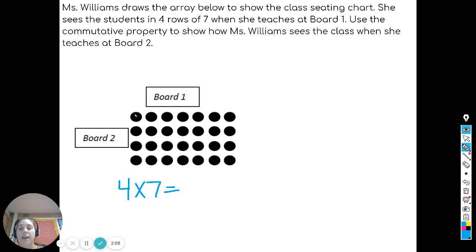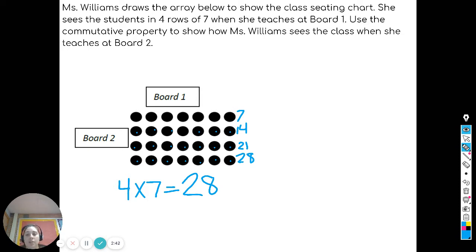Let's go ahead and solve that. So we know this first row has 1, 2, 3, 4, 5, 6, 7. And then we're going to keep counting, 8, 9, 10, 11, 12, 13, 14, 15, 16, 17, 18, 19, 20, 21, 22, 23, 24, 25, 26, 27, 28. So we know 4 times 7 equals 28. So there's 28 students in the class.